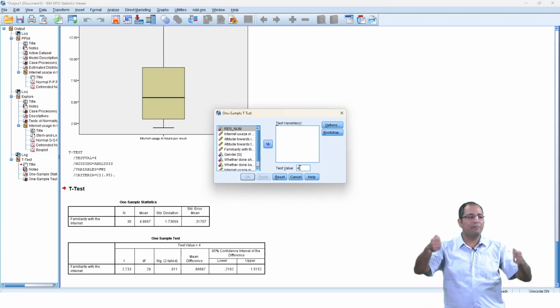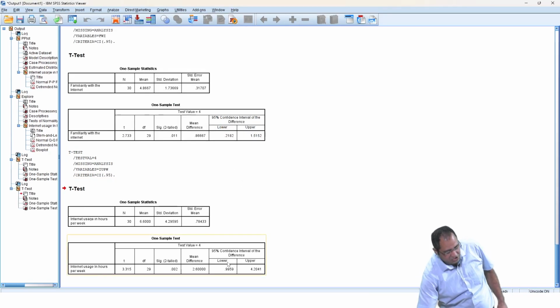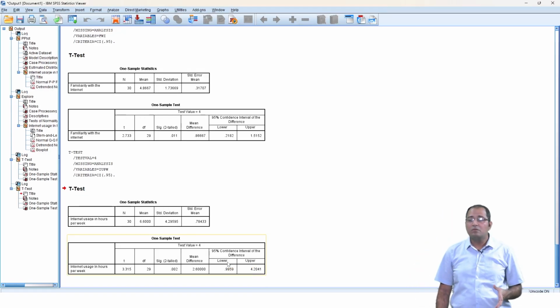and draw a random sample and their satisfaction values. Let's say whatever it is, move it there and click on OK, and you get this test. This value, significance two-tailed, is 0.002. What does it mean?